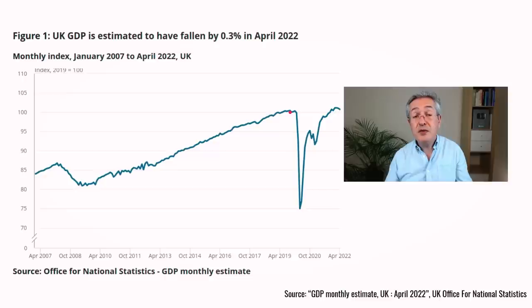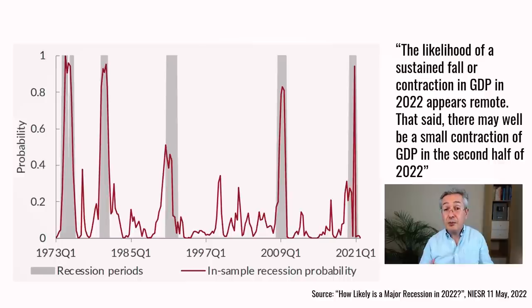In fact, we've had two successive months where UK GDP has been negative. Now, that's not a recession. In the UK, that's defined as two successive quarters of negative GDP growth. And if we look at this document from NISA, which is how likely is a major recession in 2022, they say that it's quite unlikely, at least not a sustained fall or a deep fall. They do say that there could be a small contraction of GDP in the second half of 2022, so it could be a technical recession, but they're really not expecting a deep recession.